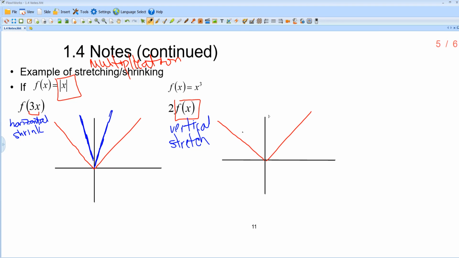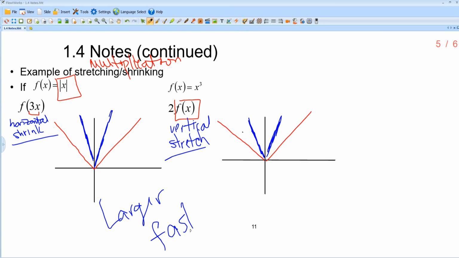Vertically stretching something means that I'm like picking these points and I'm just doubling them. So they're going to be twice as high. Notice the 2 of these look very similar. And again, it's not to scale or anything. But those are examples, horizontal shrink and vertical stretch. Both of them are getting larger faster. When I look at the y values of this, they're going to get really, really tall, really, really quick.